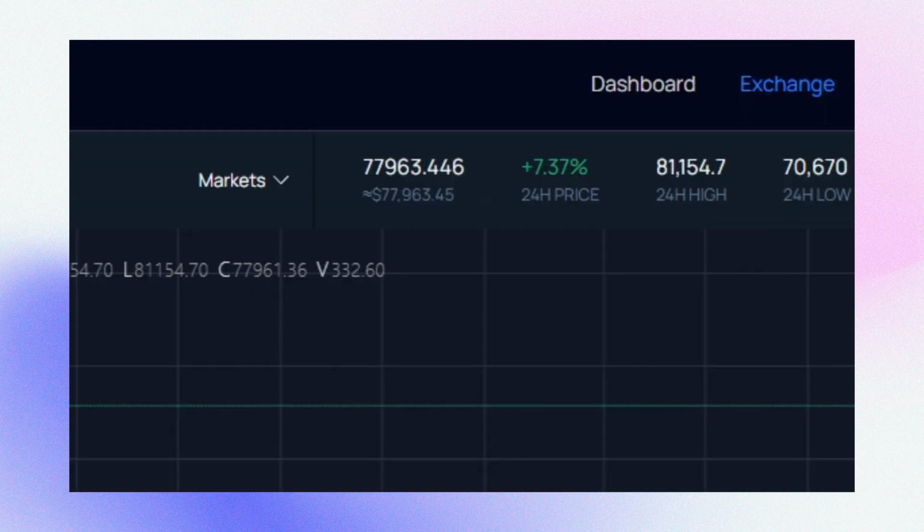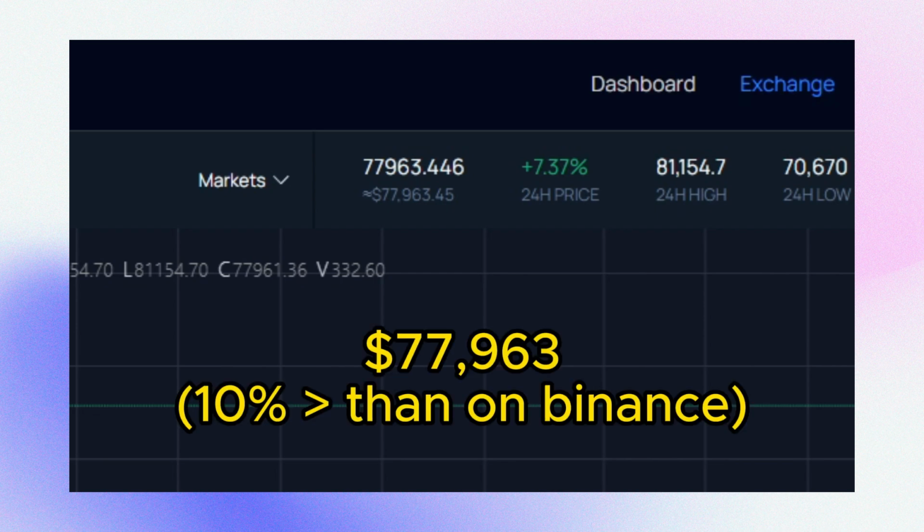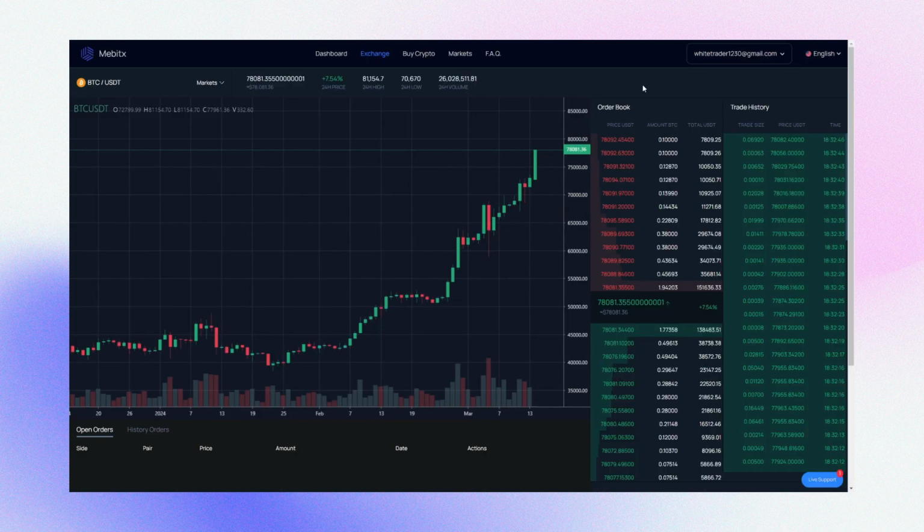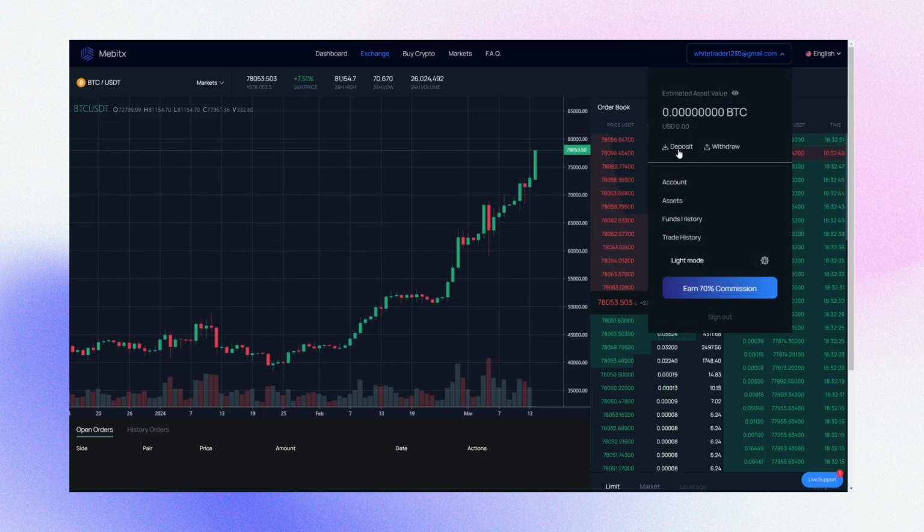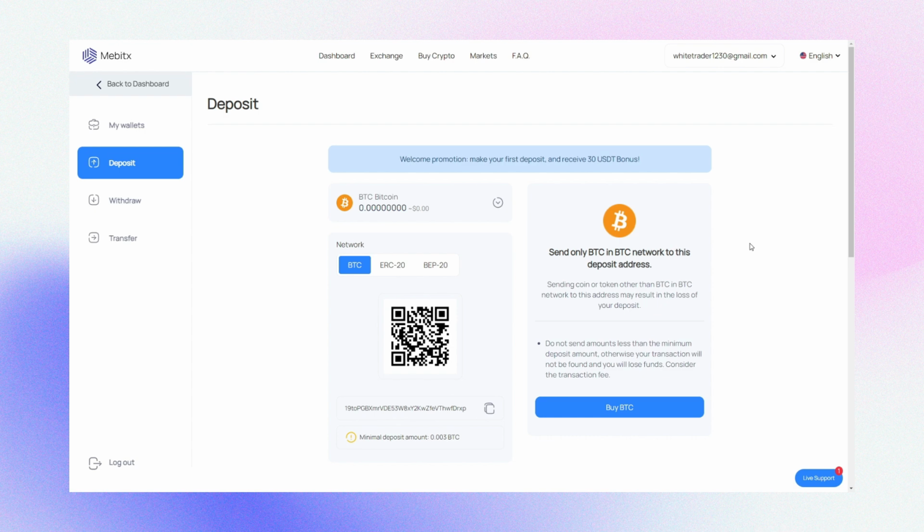At the moment, the price of Bitcoin on this exchange is $77,900. This is about 10% more expensive than on Binance. We can make a very good profit on this price difference. To do this, we have to transfer our Bitcoins from Binance or any other exchange or wallet to this exchange and then sell our Bitcoins here and make good money on the price difference.